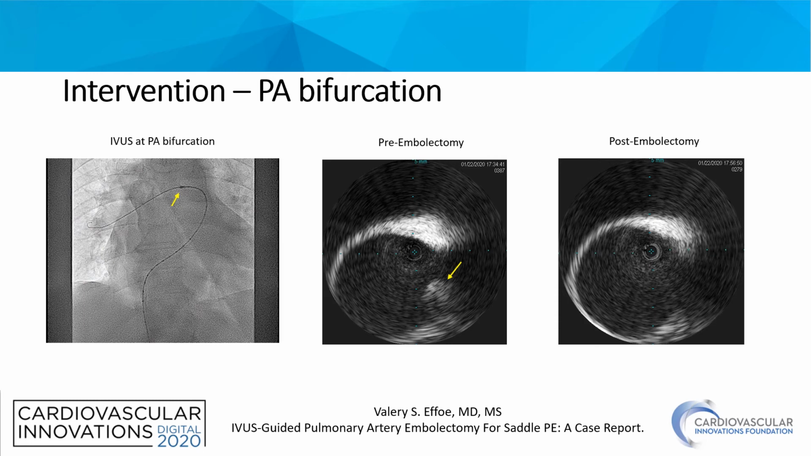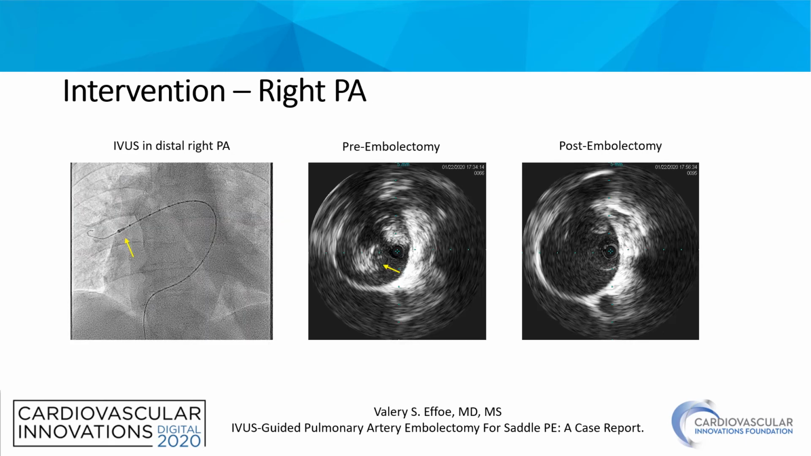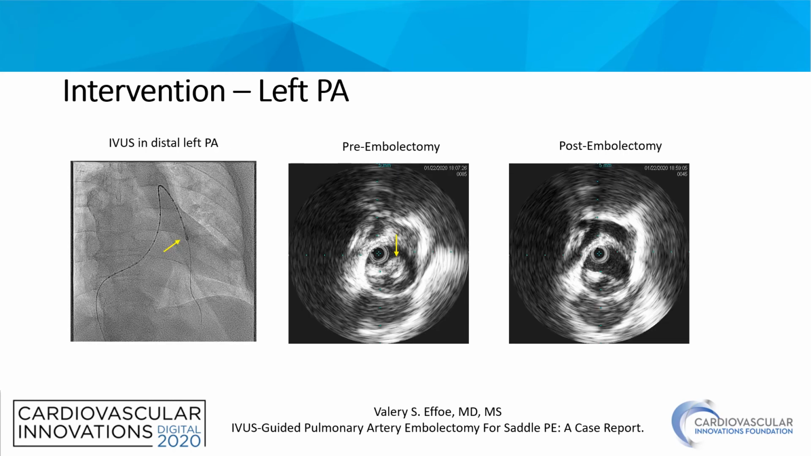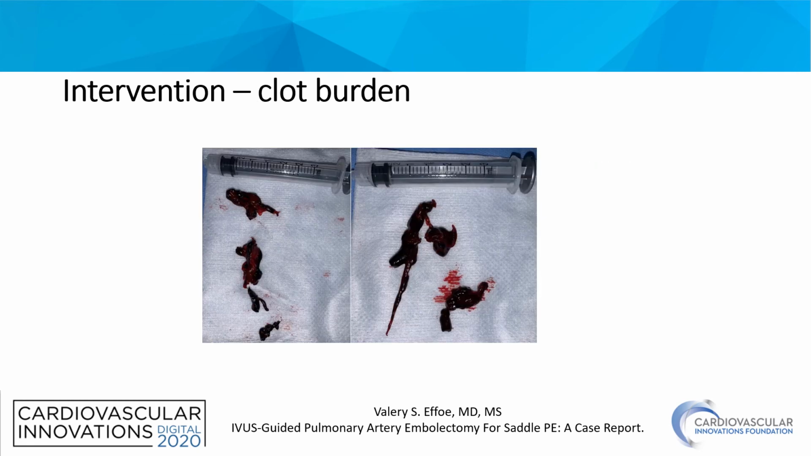After aspiration at the PA bifurcation, we then proceeded to the right pulmonary artery with the same process, localizing the clot and using the 20 French Inari FlowRetriever to manually aspirate the clot, as shown on the second and the third images, to the left PA. There was more clot burden on the left PA, and we weren't able to completely aspirate everything, which was seen on IVUS. And this is a representation of the total amount of clot that was obtained from the left, right, as well as from the PA bifurcation.